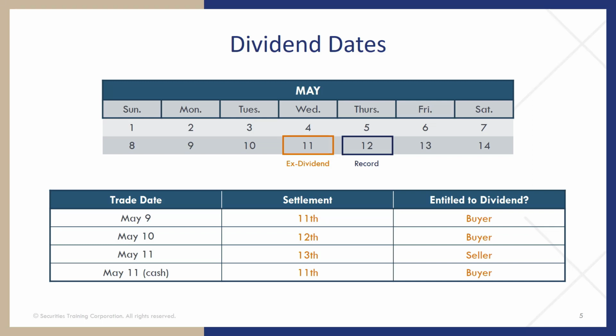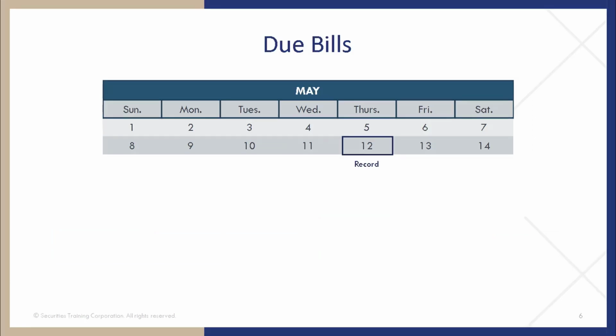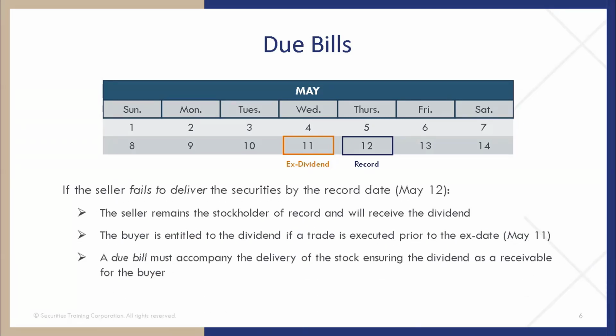Okay, so let's take this same example and add one more concept. And that additional concept is called the due bill. Interestingly, a due bill is actually a check. You'll see what I mean in just a second. So from our previous example, we knew that Thursday, May 12th was the record date, and then Wednesday, May 11th was the ex-dividend date. So that remains the same. Let's discuss the concept of the due bill.